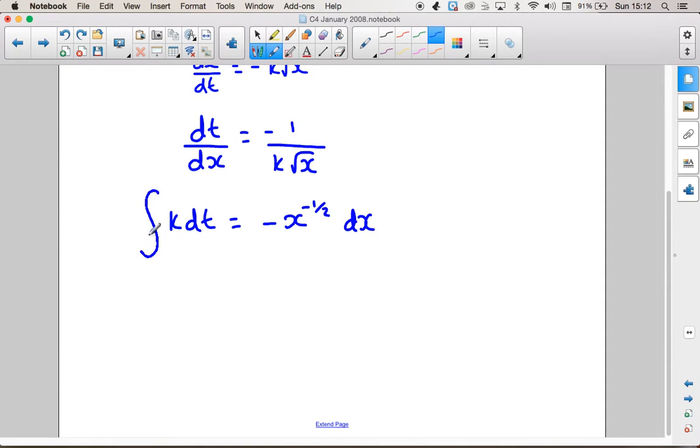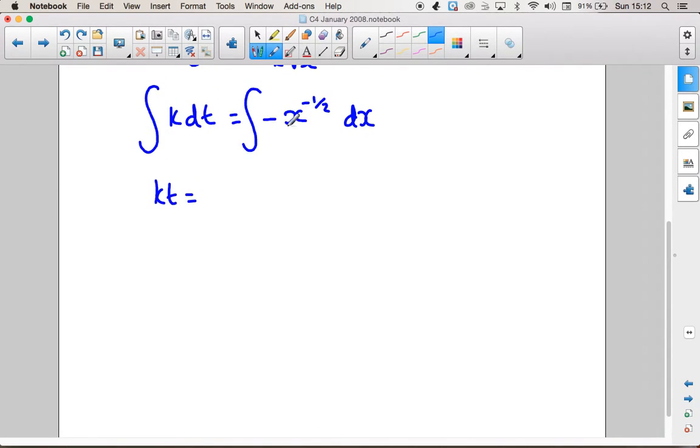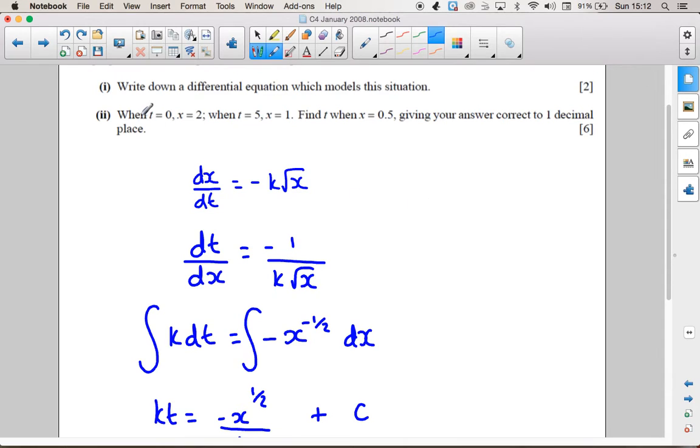That's all now ready to be integrated. So we're going to get kt equals. So to integrate this, we're going to add 1 to the power and divide by the new power with my constant of integration, and that is obviously minus 2. I'll write that as root x because I'm going to be subbing things in. So that's my general equation. We obviously now need to work out k and c using the information that they gave us.